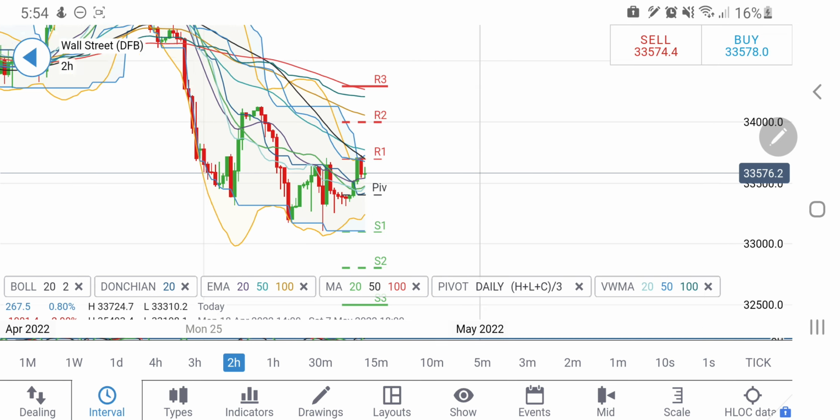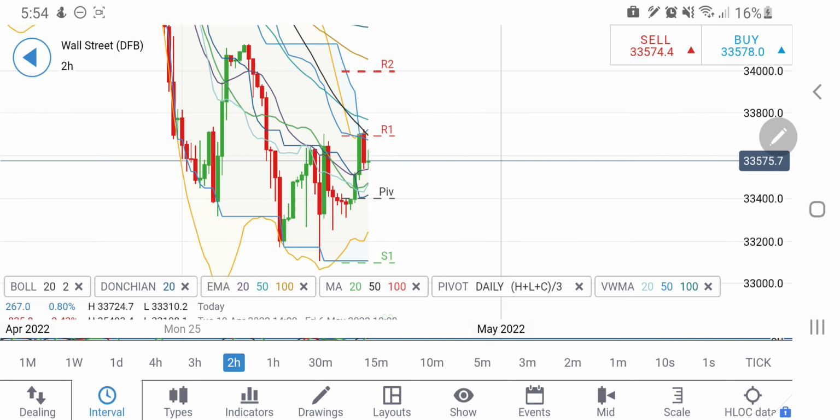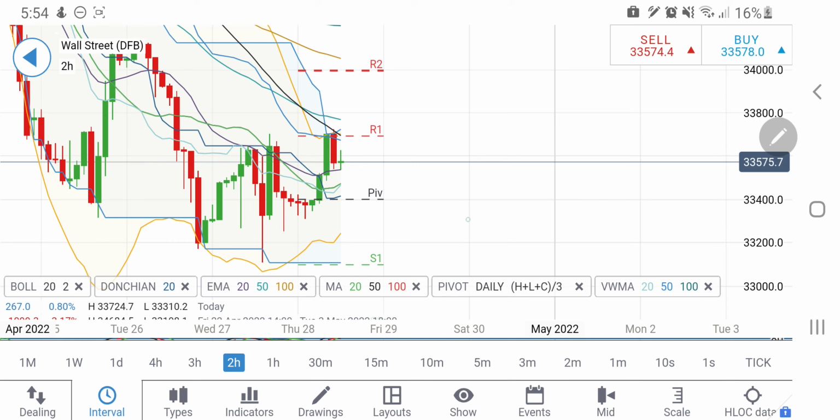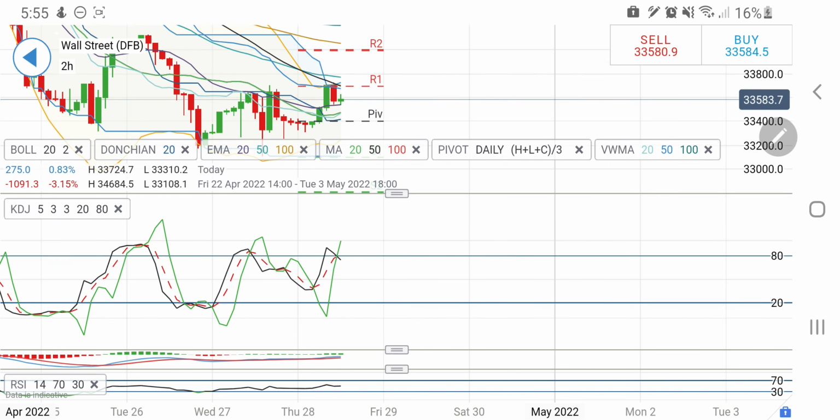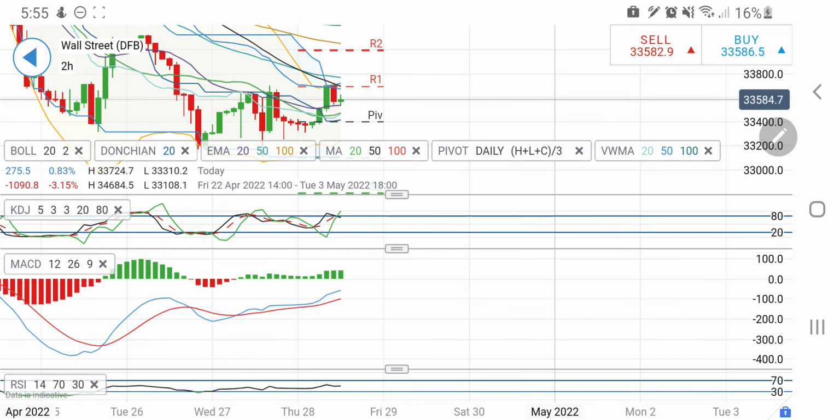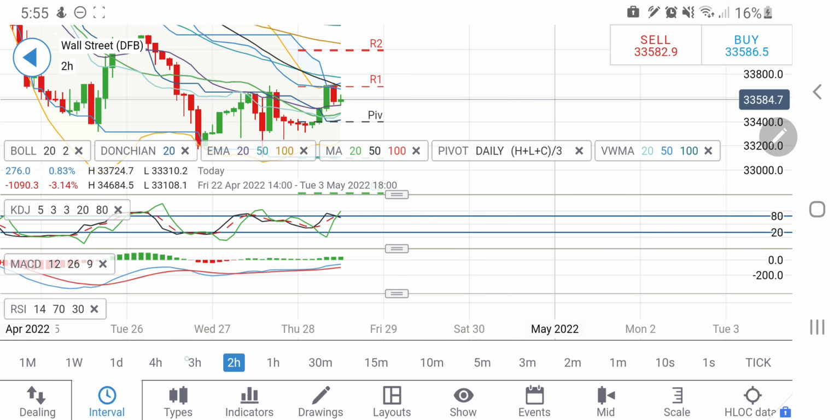So I'll be cautious. Any move beyond 33,700 will try to take it towards 34,000 levels. And yes, if it breaks below 33,500, we can expect 33,400, and 33,400 should provide very strong support. Below that we may see a sharper drop. 2-hour stochastic overbought, MACD white divergent in green, and RSI is in comfort zone here.